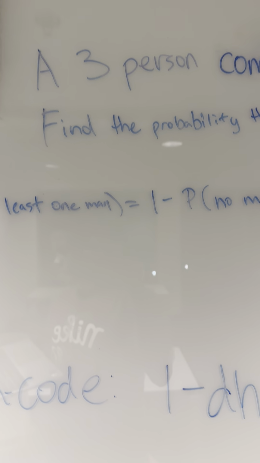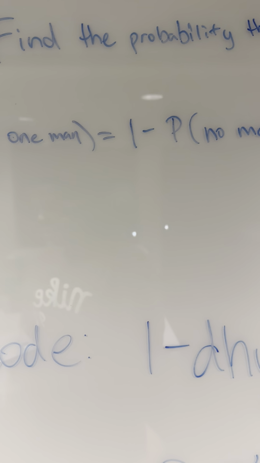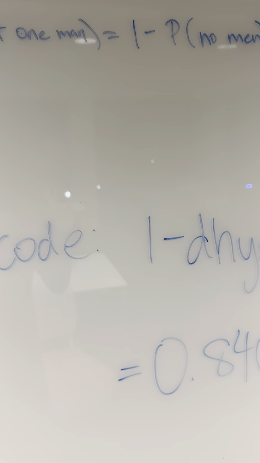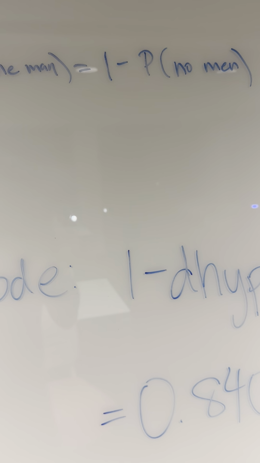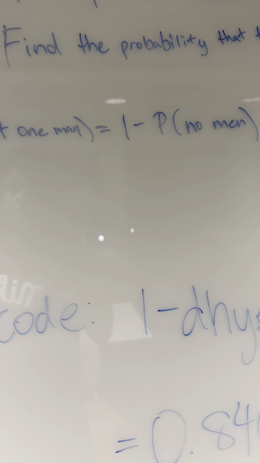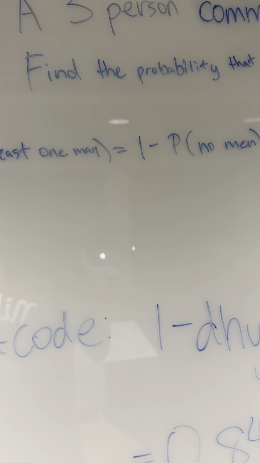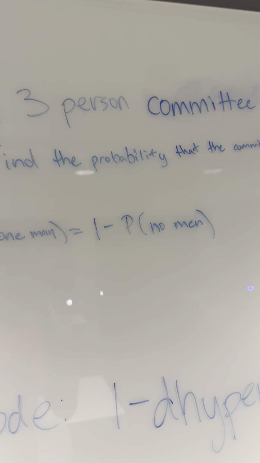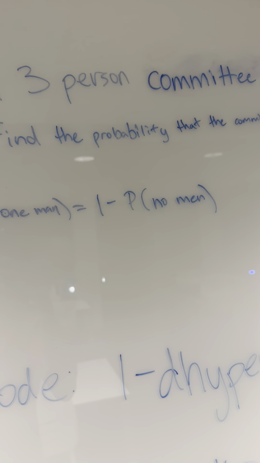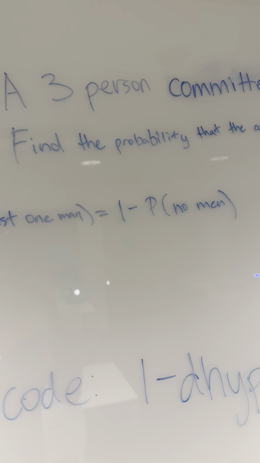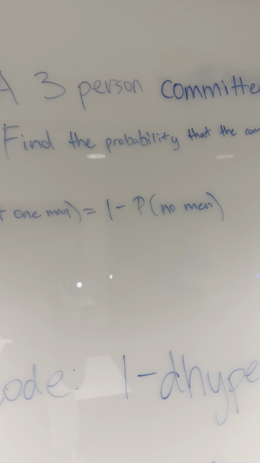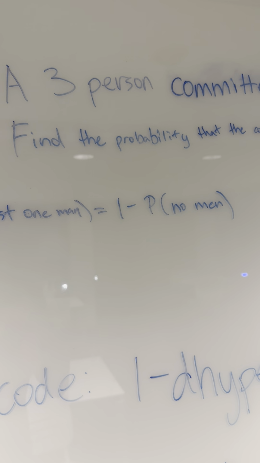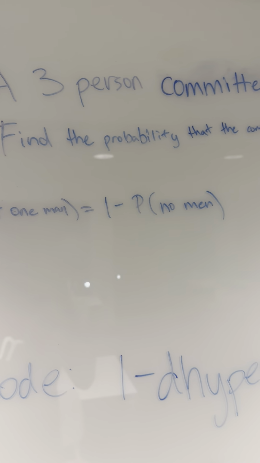This problem uses a hypergeometric distribution because we are selecting people without replacement from a fixed group. There are 5 men and 7 women, like I mentioned before, which means there are 12 people total. We choose 3 people. We want the probability that the committee contains at least one man.